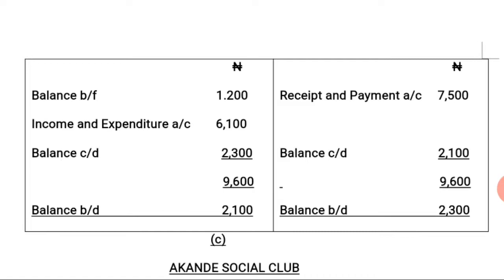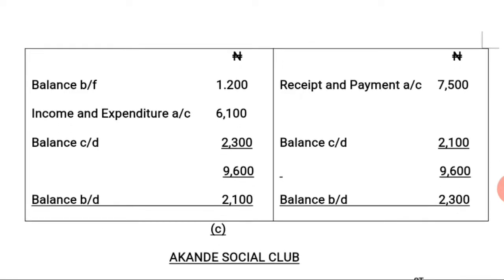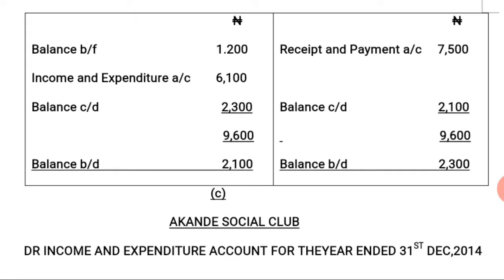And since 2013 is not part of 2014, therefore we have to deduct that amount of 1,200 naira of 2013, which was collected in 2014, from the 9,600 that we have. Then we have 8,400 naira left. Then from this 8,400 naira, we have to deduct the amount paid in advance.